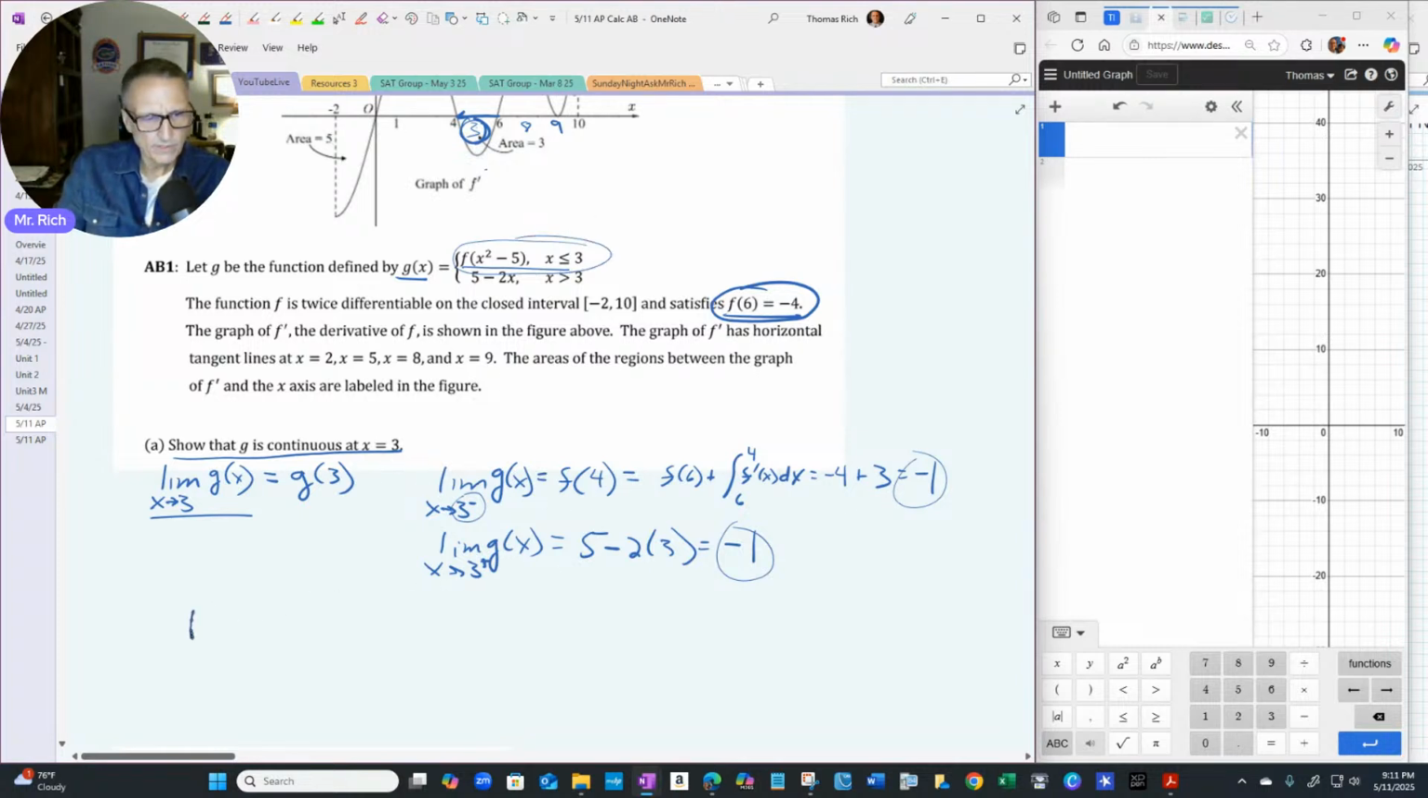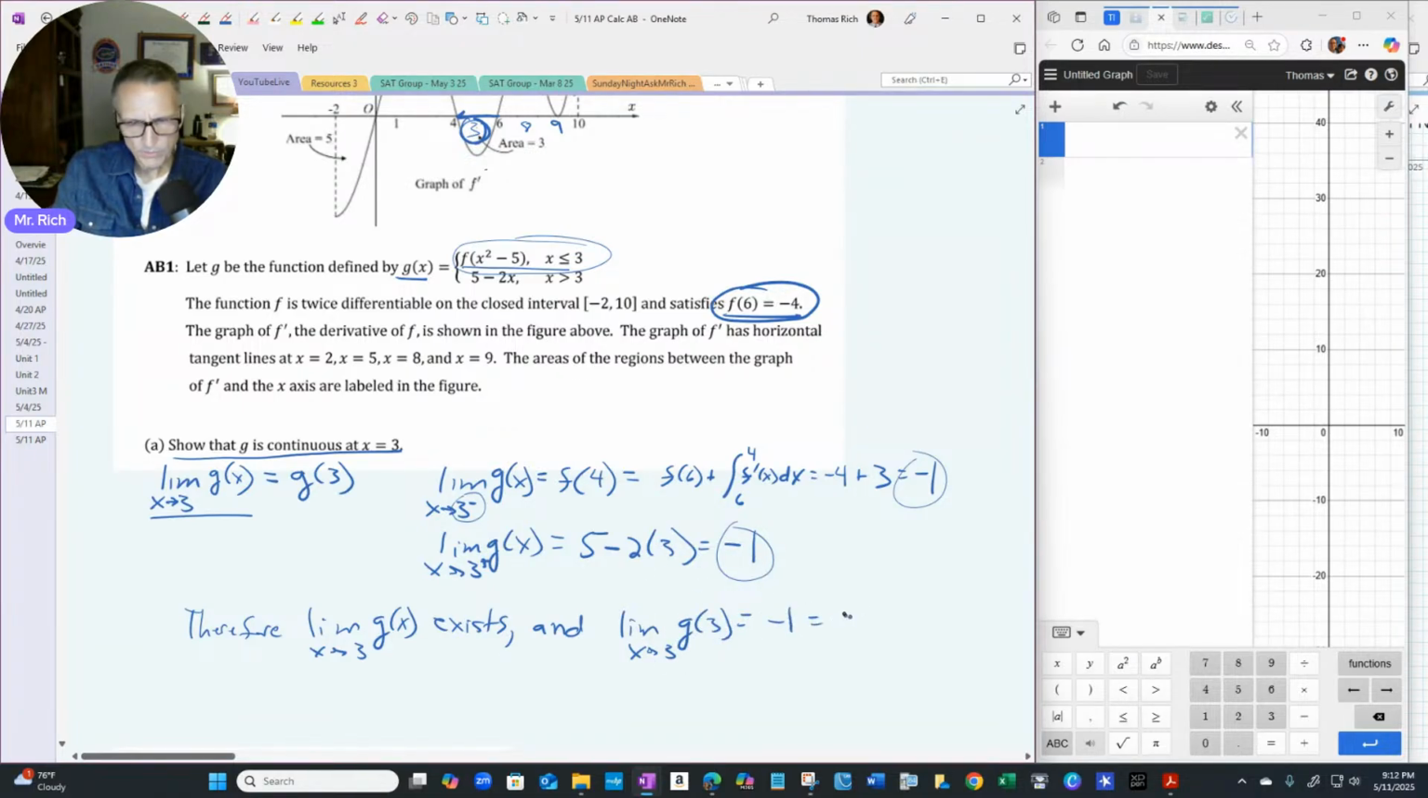So therefore, the limit as x approaches 3 of g of x exists, and the limit as x approaches 3 of g of x is equal to negative 1, which is equal to g of 3. So g of x is continuous at x equals 3. Okay, any questions on that?